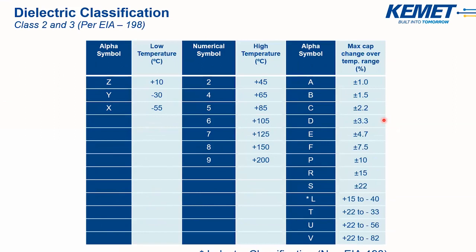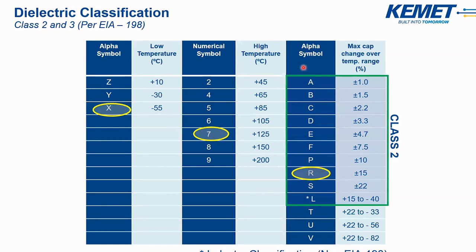Because these dielectrics are not as stable as class 1, their capacitance shift is given in percent and not ppm. The first character defines the minimum operating temperature. The second character defines the maximum operating temperature. And the third character defines the maximum capacitance change over the entire operating temperature range. So class 2 X7R is -55 C to 125 C, and it can shift up to 15%. Class 3, for example, Z5U, has an operating temperature range of 10 C to 85 C, which can shift positive 22% or minus 56%.